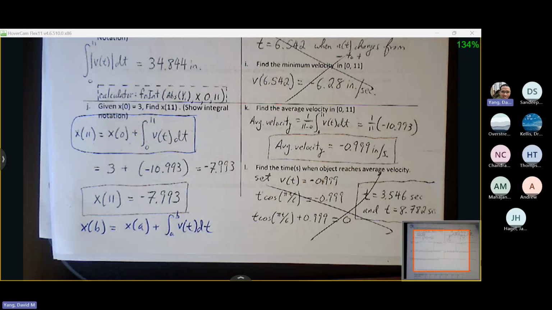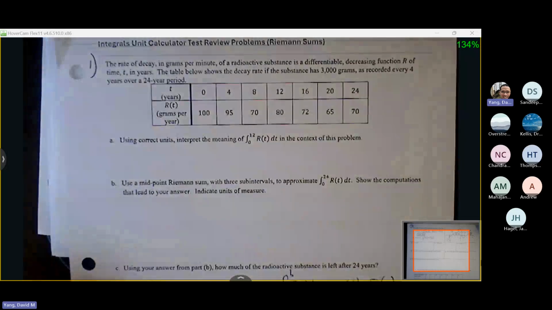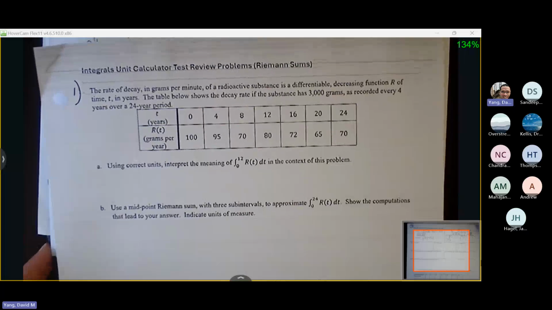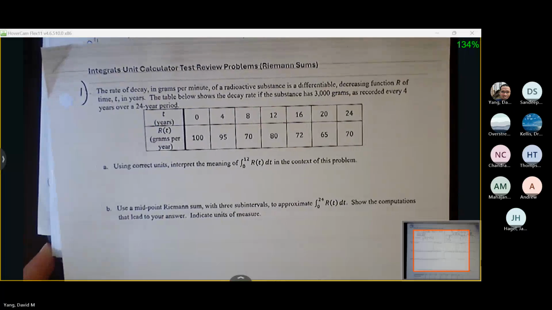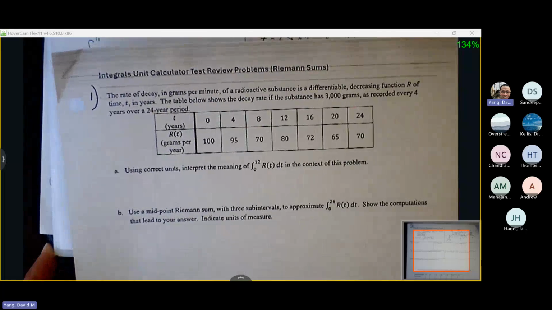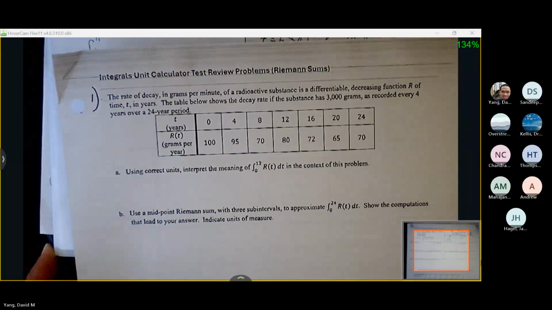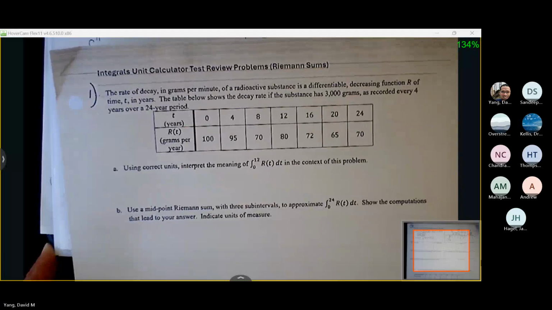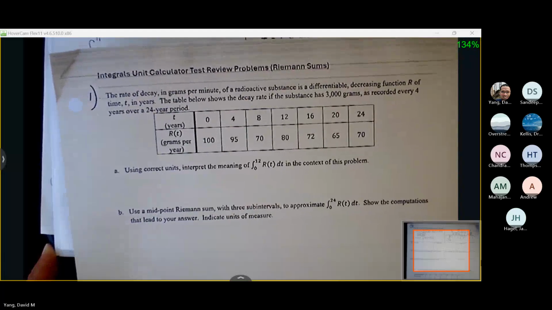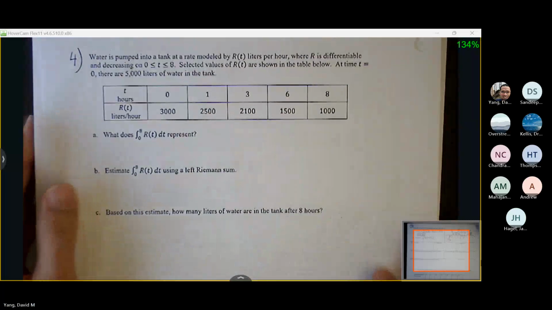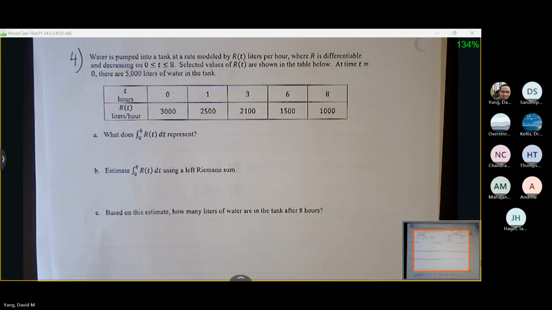Okay, I'm jumping around between different worksheets here. This is the worksheet that we did yesterday. I think we just did 1, 2, and 3. Can we do number 4 on this handout from yesterday? Does everyone not have this sheet? Let's try number 4 here. This is interpreting Riemann sums.